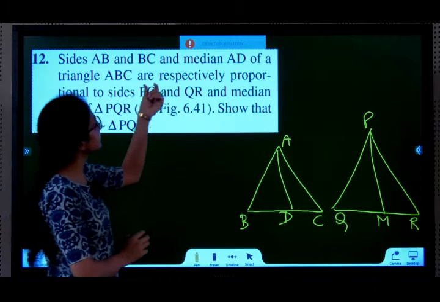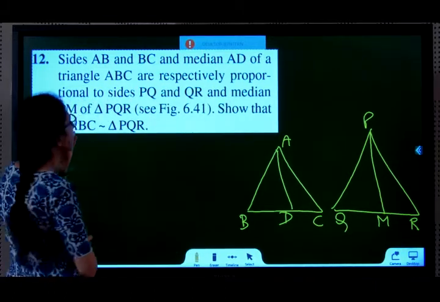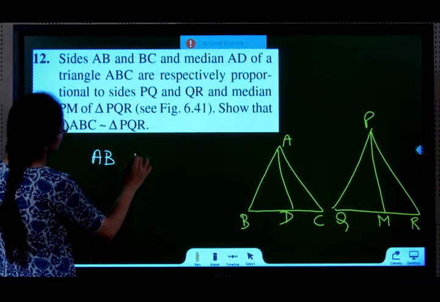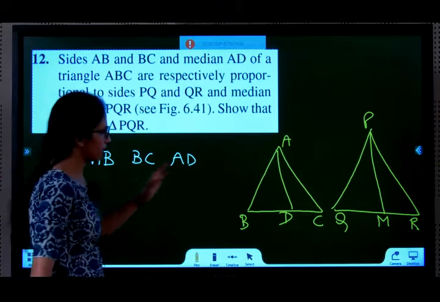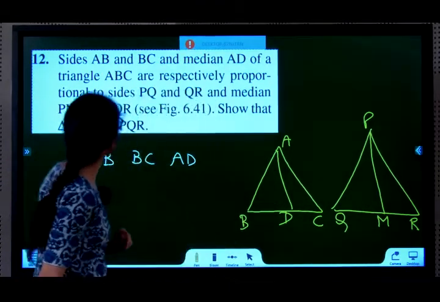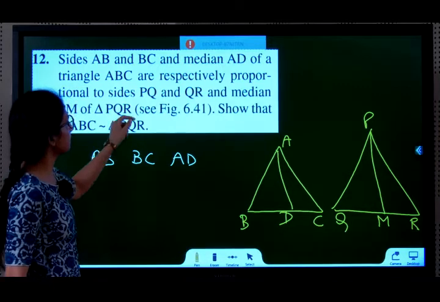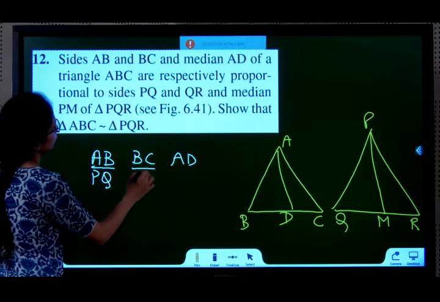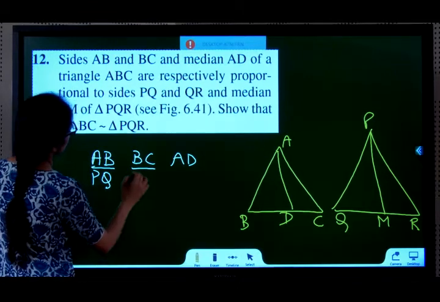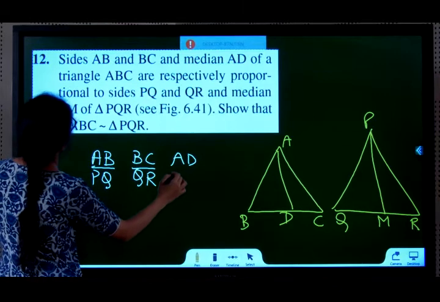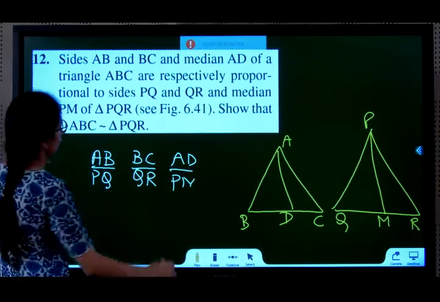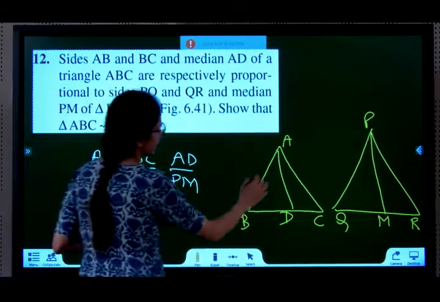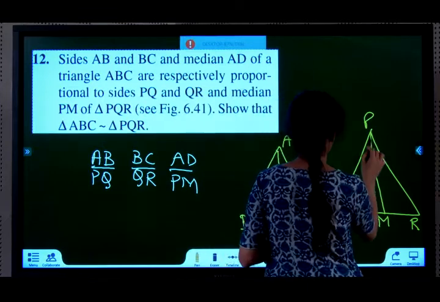Sides AB, BC and median AD of a triangle ABC are respectively proportional to PQ, QR and PM of triangle PQR. Show that ABC is similar to PQR.